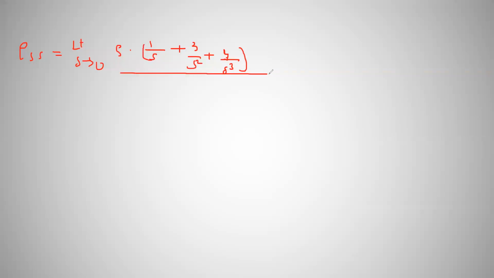So the steady state error ESS is equal to limit s tends to 0, s into R(s), which is 1 by s plus 3 by s squared plus 4 by s power 3, divided by 1 plus G(s), which is 10 by s into (1 plus 0.4s), and H(s) is 5 by (s plus 4).